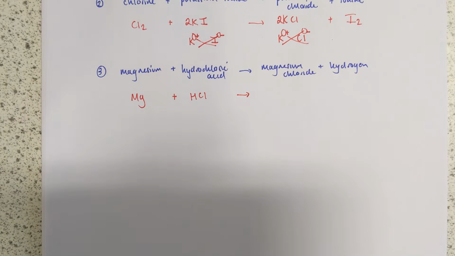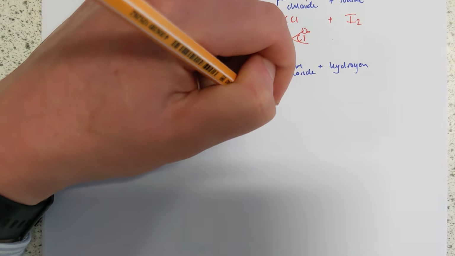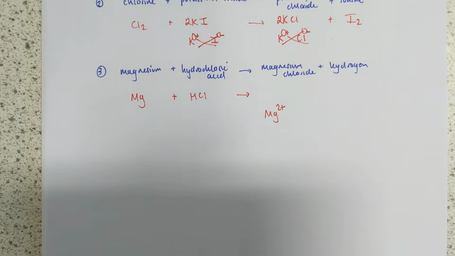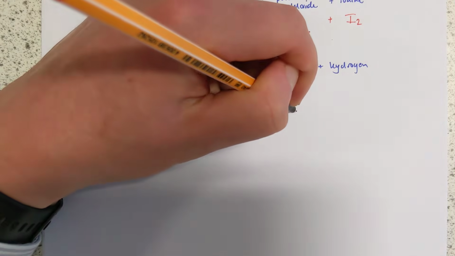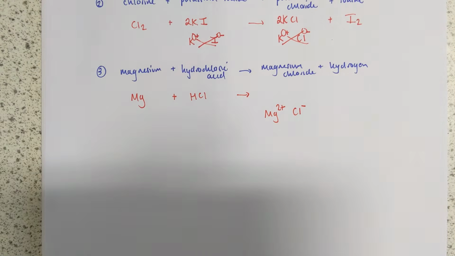Magnesium chloride is not what I would consider a common compound, therefore I have to do a swap and drop to work out its formula. Magnesium is found in group 2, therefore it's Mg2+ in the swap and drop. Chlorine is found in group 7, therefore it's Cl- in the swap and drop.